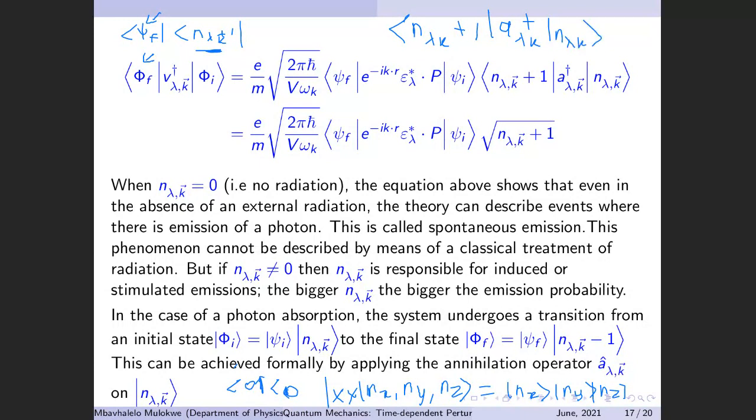And by now you know that once it acts on that side, this gives you n plus 1, but let me write everything out. So this gives you the square root of n lambda k plus 1. Then you get n lambda k plus 1 with n lambda k plus 1, which is just, these states are normalized. If you put a 1 there, this is 1. So you're only left with that one there.